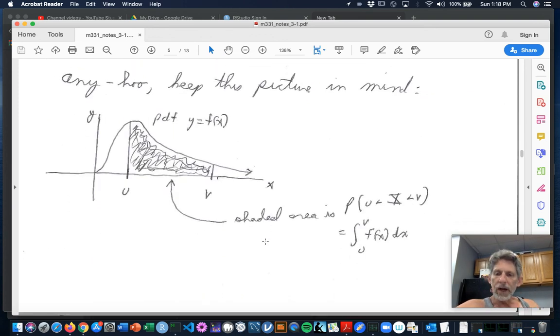Anywho, keep this picture in mind for probability density functions. Now just imagine some curve that's your probability density function. Areas under the curve give you chances. So if you want to know the chance that capital X is between U and V, just run to your calculus and compute the area under that PDF from U to V. It's a definite integral you've got to do.